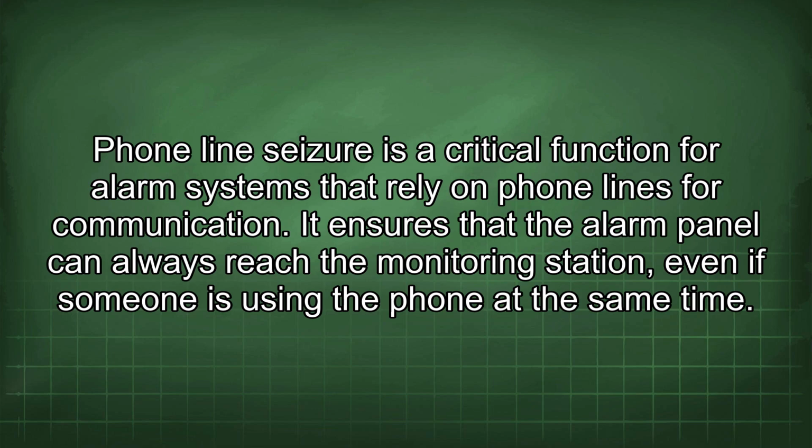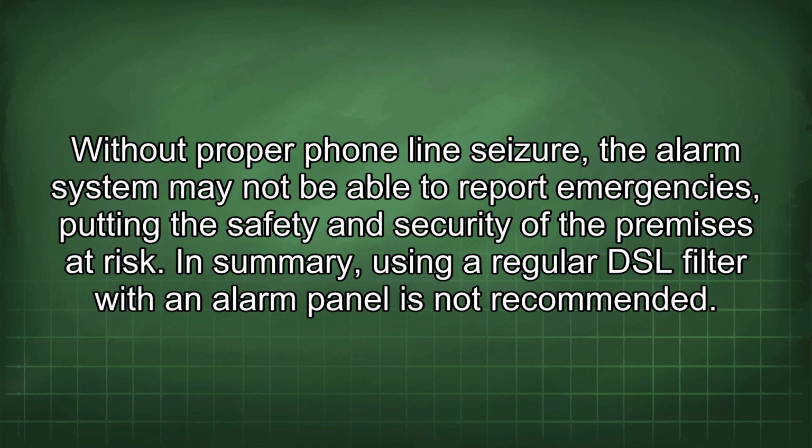Phone line seizure is a critical function for alarm systems that rely on phone lines for communication. It ensures that the alarm panel can always reach the monitoring station, even if someone is using the phone at the same time. Without proper phone line seizure, the alarm system may not be able to report emergencies, putting the safety and security of the premises at risk.